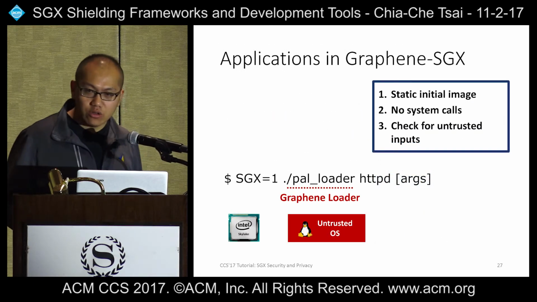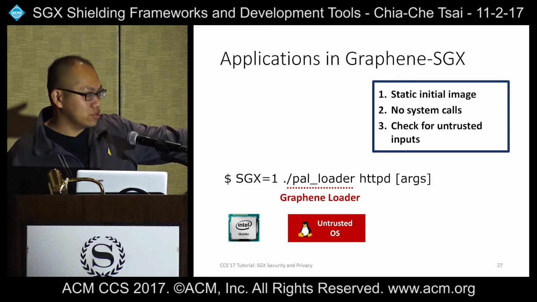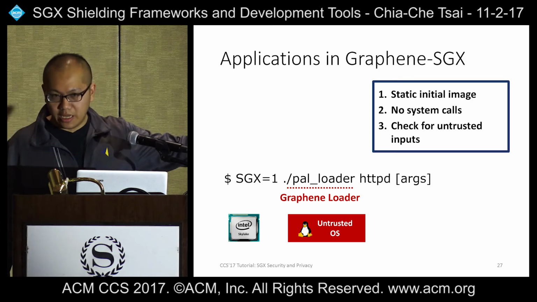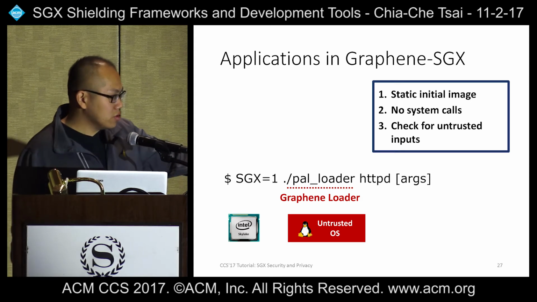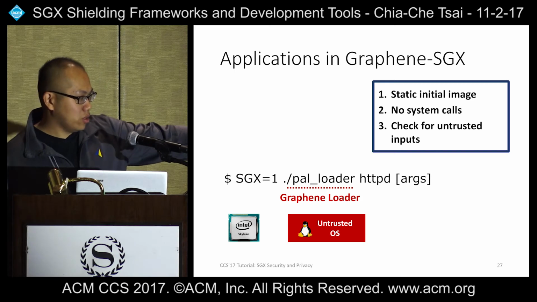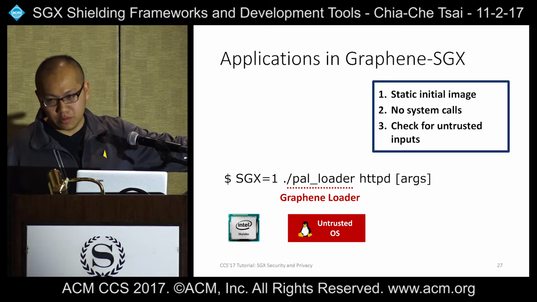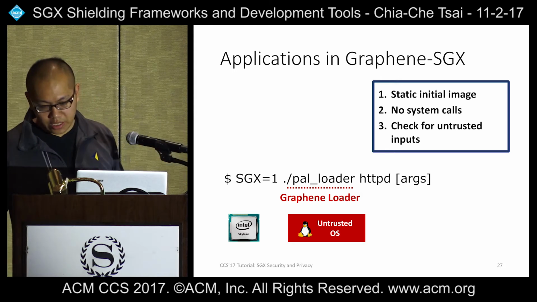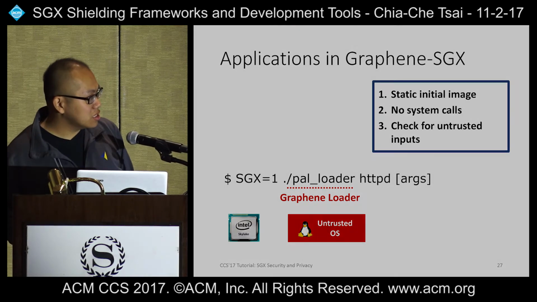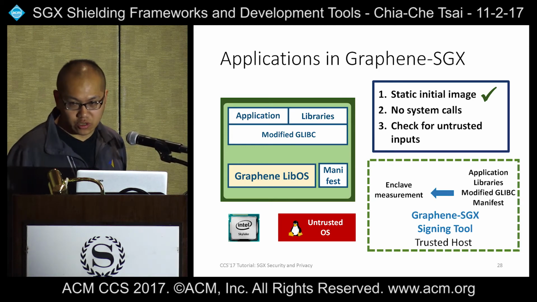So how do you actually run an application inside Graphene-SGX? Well, Graphene-SGX provides you a loader to run any binary that exists on your disk. First, you just specify, okay, I want to run the Graphene loader with, let's say, right now we're running HTTPD. You just run it with the arguments you want and turn on SGX mode. In this case, it will create an enclave for you, and they first run into the first challenge, which is to have a static initial image.